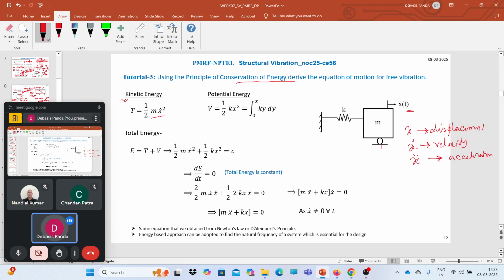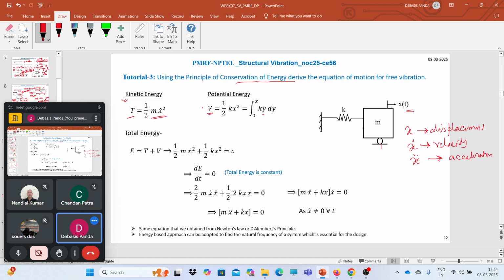So obviously the kinetic energy will be half m into x dot square, because x dot will be the velocity of this system, and the potential will be half into k into x square due to that spring force. So this can also be expressed as 0 to x k in one dummy variable into dy. Now once we have calculated the kinetic energy and the potential energy, now we can have the total energy of the system.